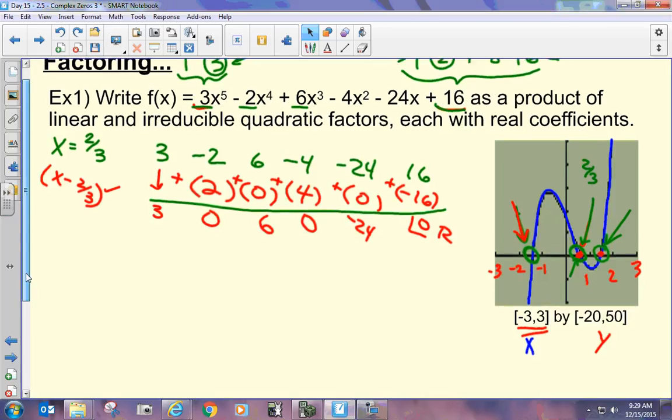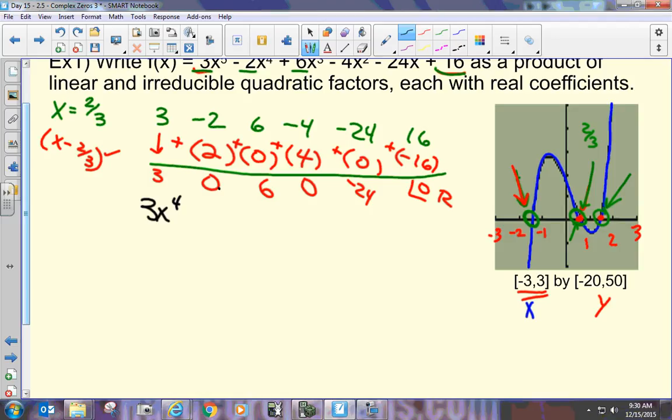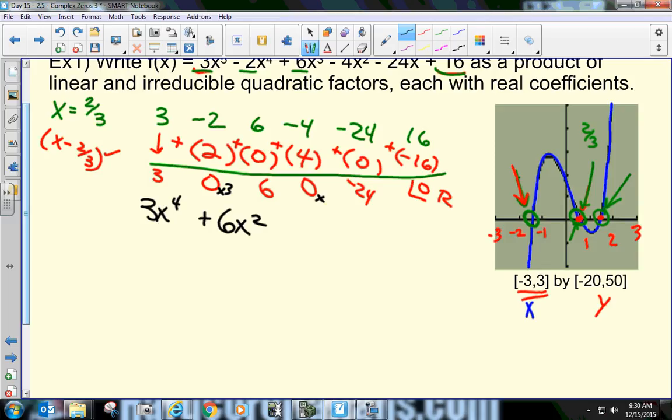You guys just told me this would be x to the fourth, right? What do you think? Okay, so this would be 3x to the fourth, right? We don't have any x to the third, so I'm not going to write that. Plus 6x squared. We don't have any x's, so I'm not going to even write that. Minus 24 equals 0. Can I factor that?